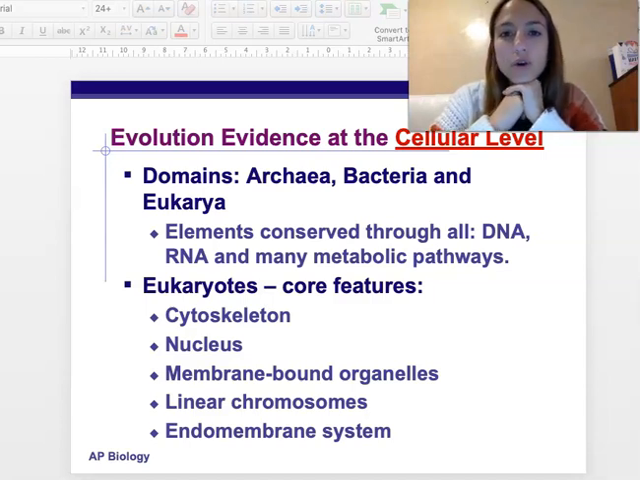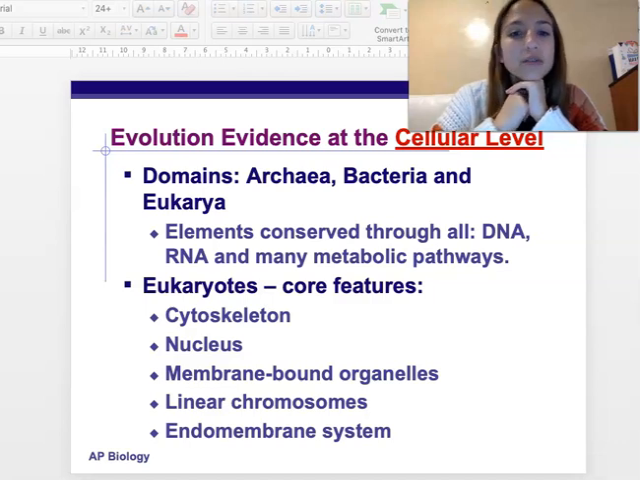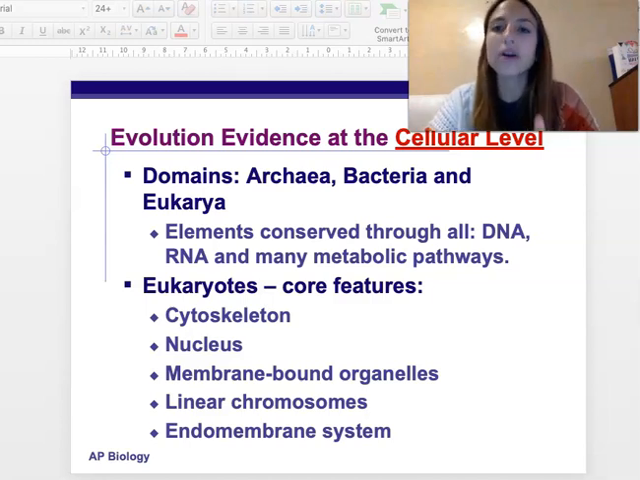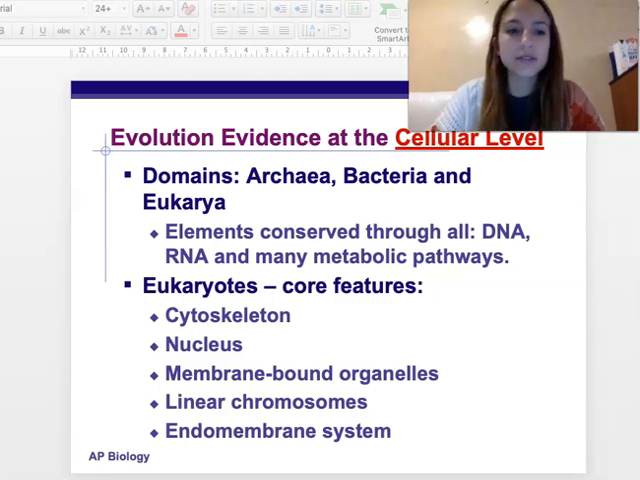Okay, what are some core features specifically in eukaryotes that are shared among eukaryotes? Cytoskeleton, nucleus, membrane-bound organelles, linear chromosomes, endomembrane system. So all of this is shared among all eukaryotes, so it does tell you that we share a common ancestor.